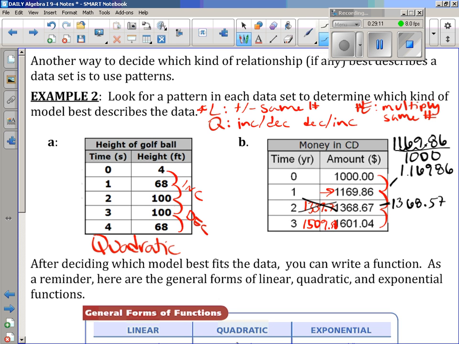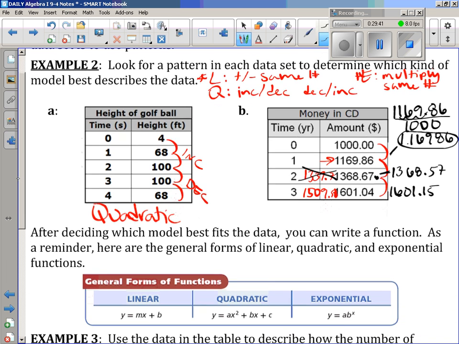So if I do that again, 1,368.67, this number, times 1.16986, I get 1601.15. Again, very, very close. So I got these numbers, or pretty close to it, by multiplying by this number each time. Now it's an ugly number, but it is a number that I multiplied by each time. So that makes this exponential. Okay?